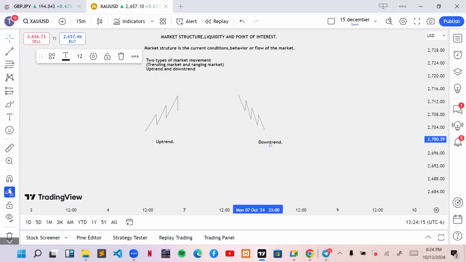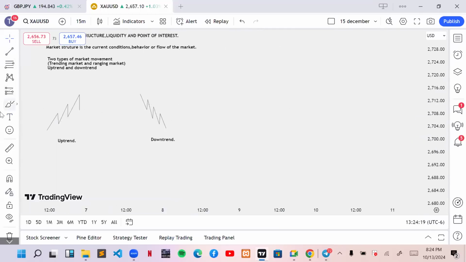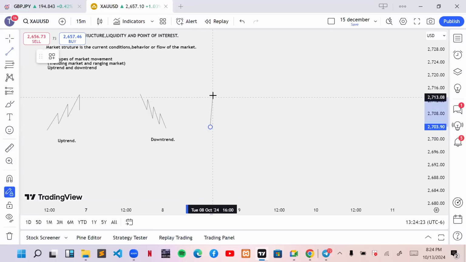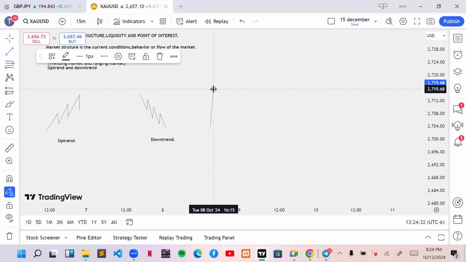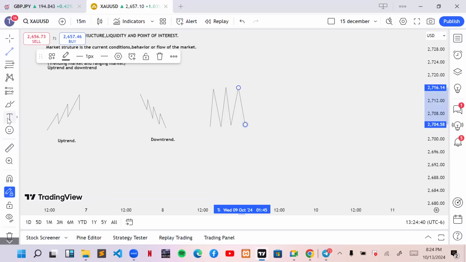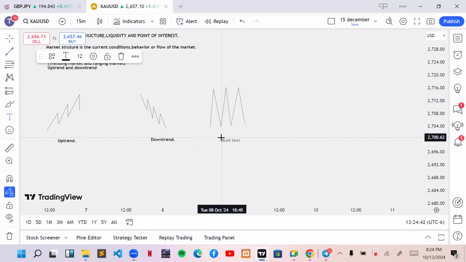And then the third type of market movement is the ranging market. So a ranging market looks a bit like this. It's when the market moves from one range to another. It can be from your support to the resistance, from resistance back to support, from support back to resistance, and so on. So this is what a ranging market is. It is a consolidation. It means the market is not trending in any direction. So, a range.